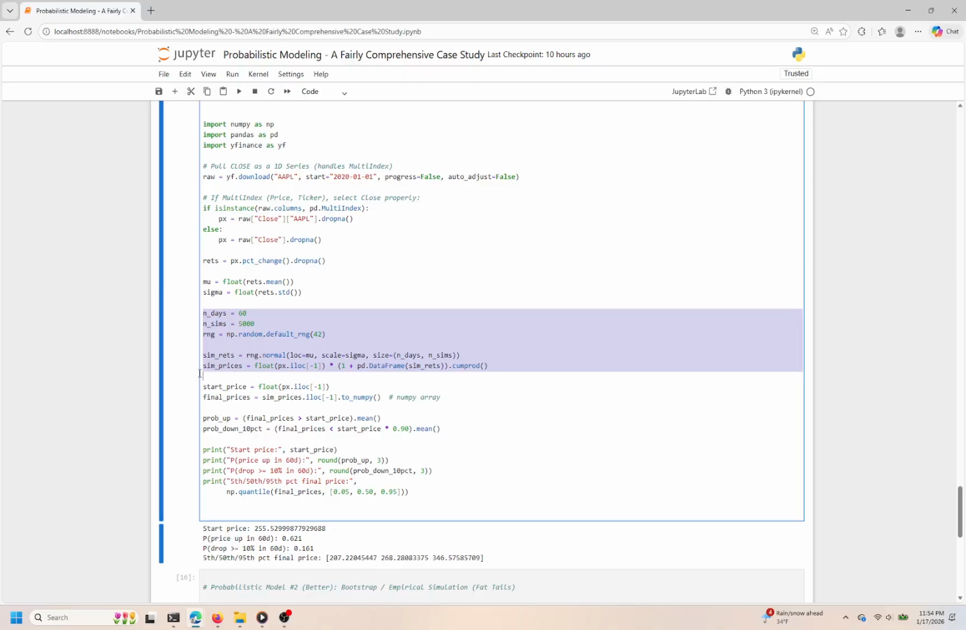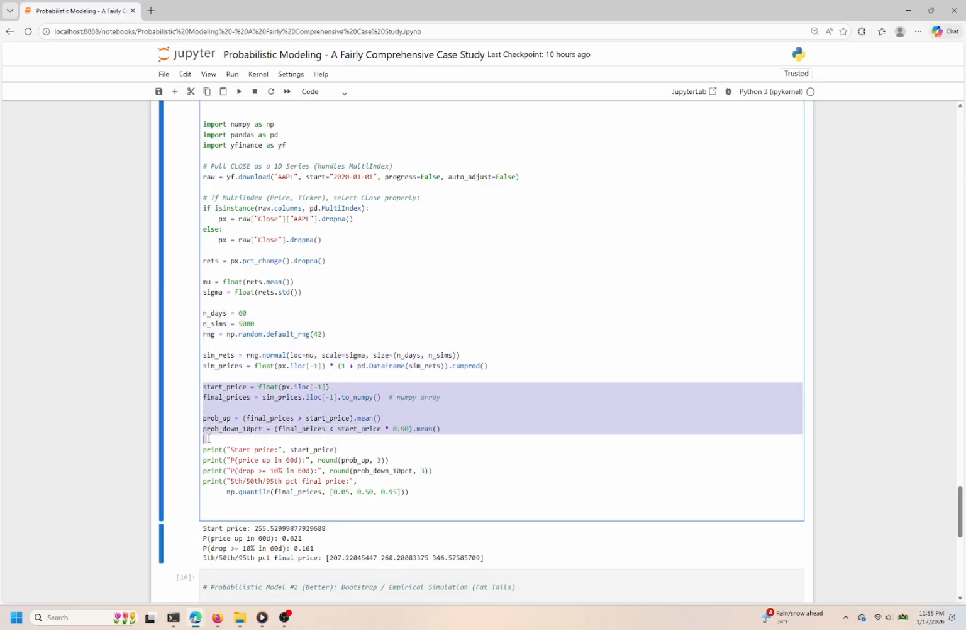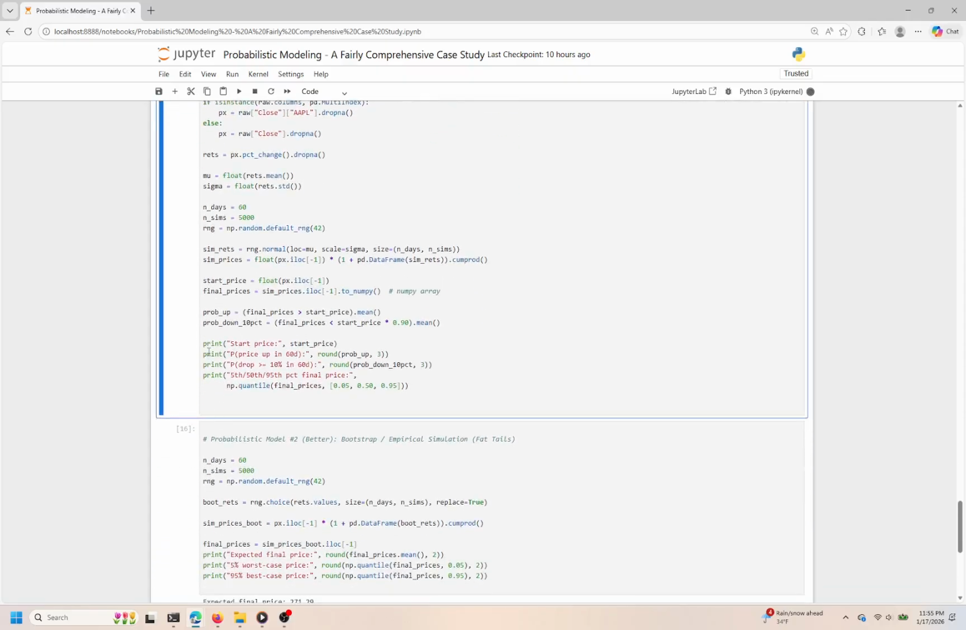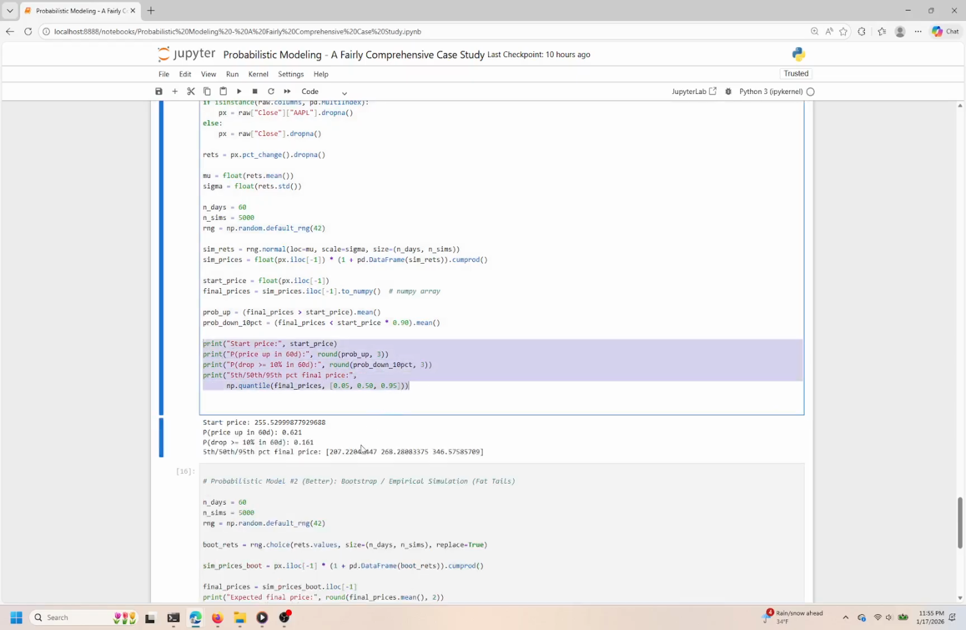Here we identify two important metrics: the probability that the price will increase after 60 days and the likelihood of seeing a drop of 10% or more. These probabilities provide valuable insights, allowing investors to gauge potential risks and opportunities. As we display the results, we articulate the starting price, the probability of price appreciation, the risk of significant decline, and specific price quantiles. Each of these outputs offers a unique perspective on potential future price movements, enriching our understanding and preparing us for informed investment choices. In the next cell, we will likely explore how to visually represent these simulated outcomes, enhancing our comprehension and effectiveness in analyzing stock price behaviors over time.